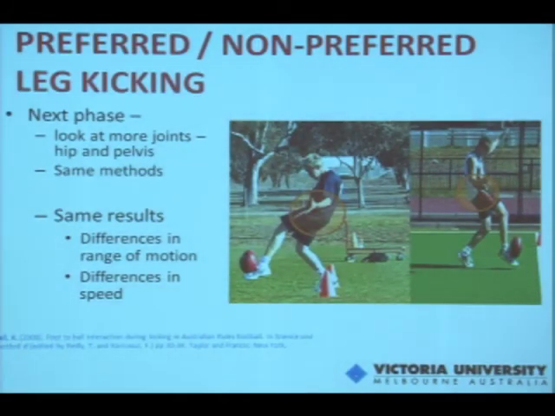So next phase, let's move up. We moved up a notch, up a level. Included the hip and the pelvis into this analysis. So the hip flexion extension, adduction abduction, pelvic tilt, pelvic long axis rotation. Very interestingly, we found the same differences, that range of motion differed and speeds differed again.